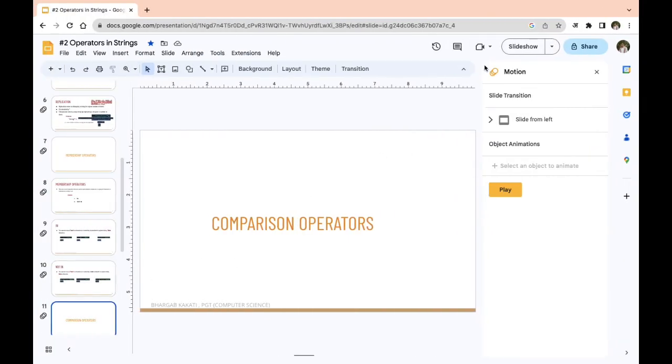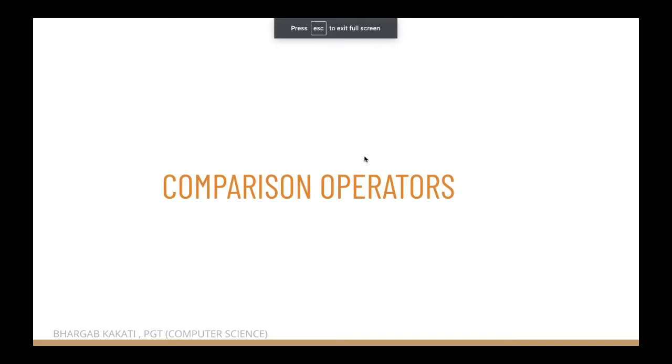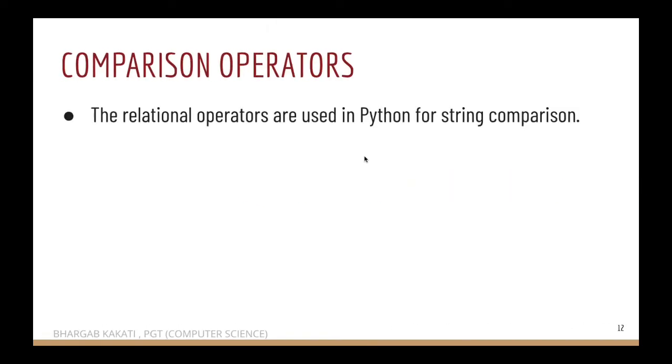Let's move on to the next type of operator, that is the comparison operators. What are comparison operators? These are the relational operators. The relational operators are used in Python for string comparison. I think you remember what relational operators are. We studied about this in the chapter on data handling. So these are basically used for comparison. These are used for comparing numbers also, and strings also, tuples also, lists also, etc. So here, since we are talking about strings, these are supported in strings also, and here they are known by the name of comparison operators.